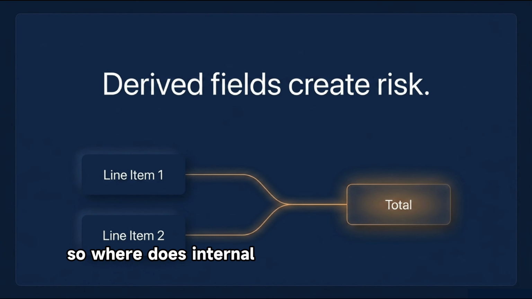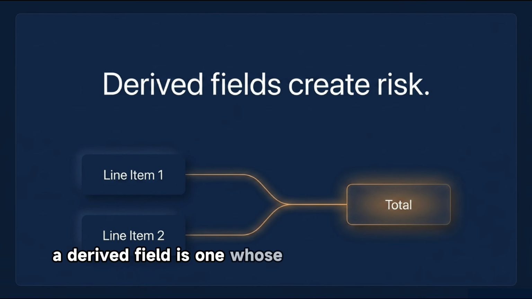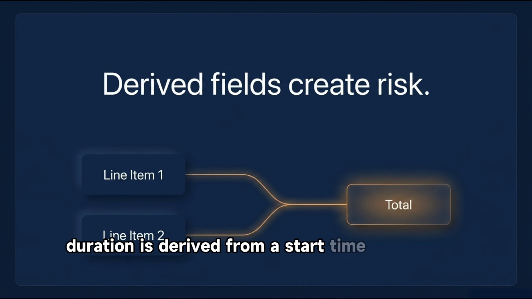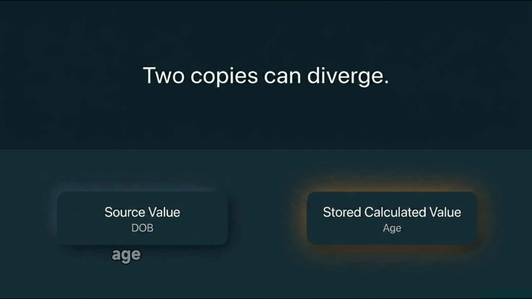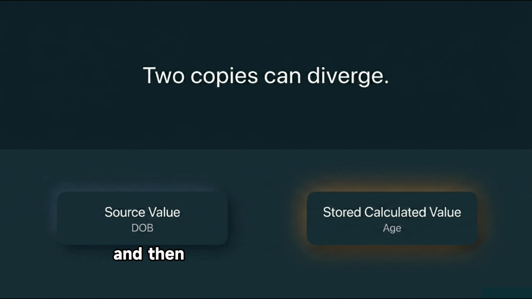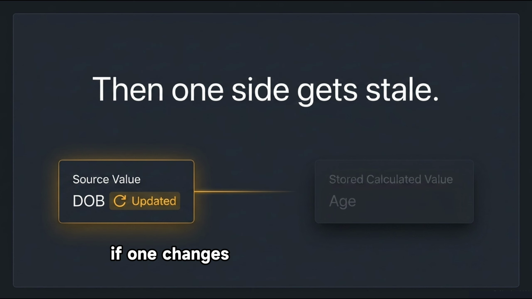So where does internal inconsistency come from? The most common source is derived fields. A derived field is one whose value can be calculated from other fields in the same record. Order totals are derived from line items. Duration is derived from a start time and an end time. Age can be derived from date of birth. When you calculate a value and then store it alongside its source, you now have two representations of the same fact. If one changes and the other does not, the record contradicts itself.